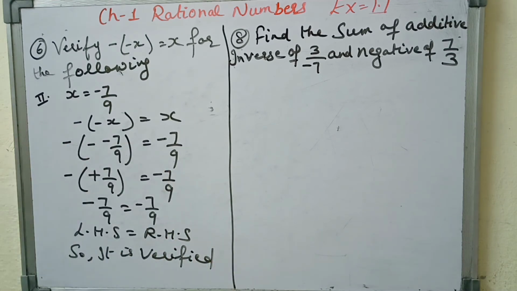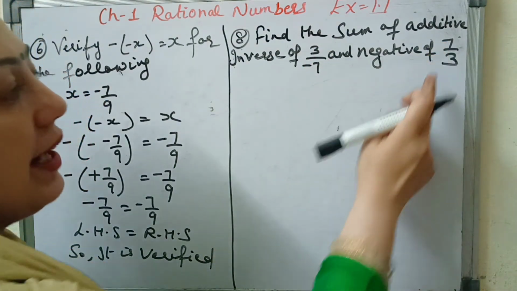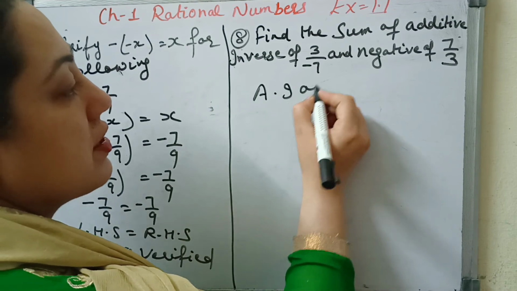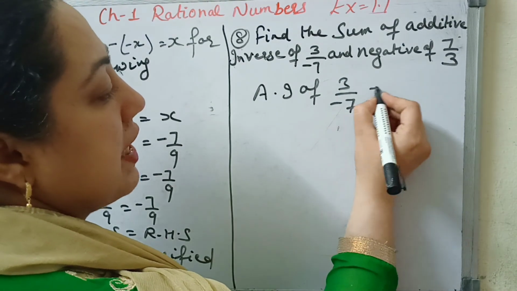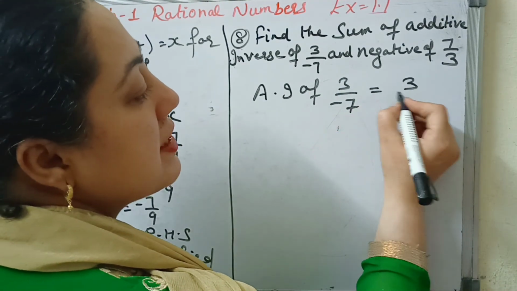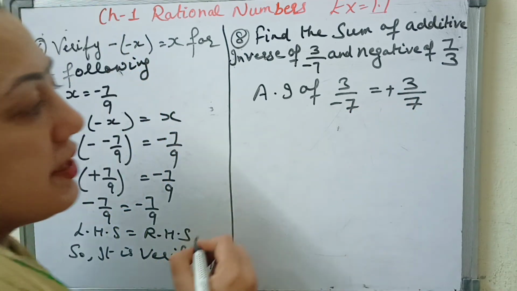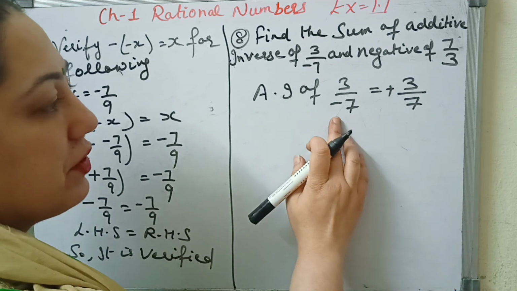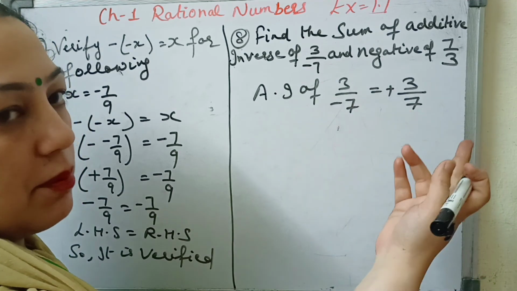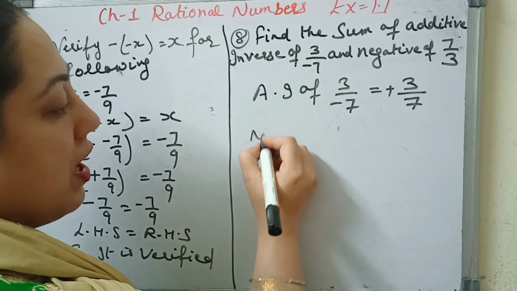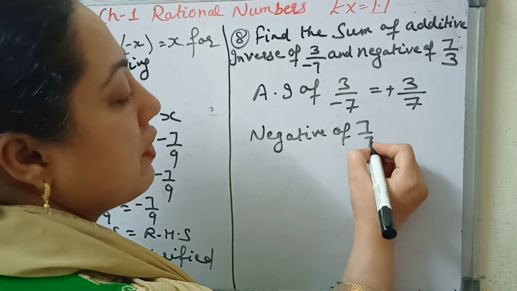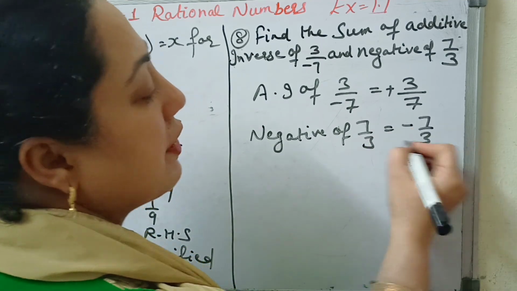Sum number 8. Find the sum of additive inverse of 3 over minus 7 and negative of 7 over 3. Now, additive inverse of 3 over minus 7, you know it is plus 3 over 7. Right? Because in additive inverse, we have to simply change the sign of the term. And if the term is negative, the term becomes positive. Also, negative of 7 over 3 is minus 7 over 3.